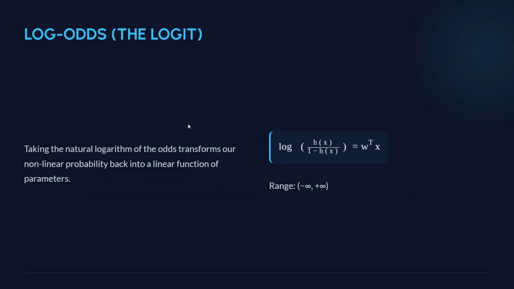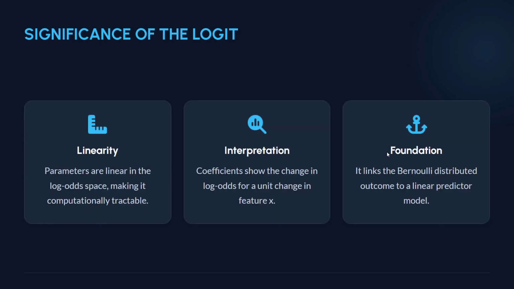Okay. Now we will find log odds. We just take the log of the odds value, and you will get log odds or logits. Taking the natural logarithm of the odds transforms our non-linear probability back into a linear function. As this is non-linear, when we take the log of it, it gets converted again into a linear function, which is W transpose X.